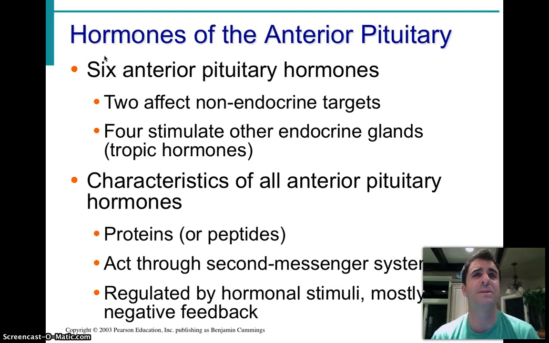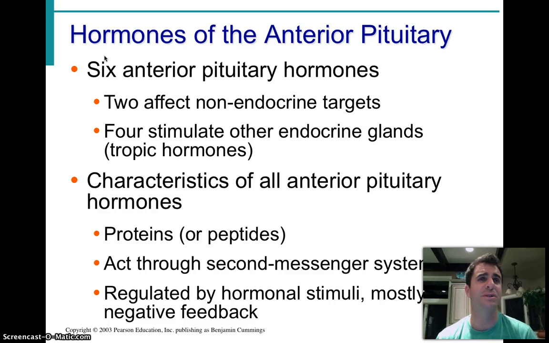There's 6 anterior pituitary hormones. Yes, know all of them. Yes, know what they do. 2 affect non-endocrine targets, meaning other things that are not glands. And then 4 of them are tropic hormones that stimulate other endocrine glands to release a hormone. So when one hormone triggers this gland to release another hormone, the original hormone there is called a tropic hormone.